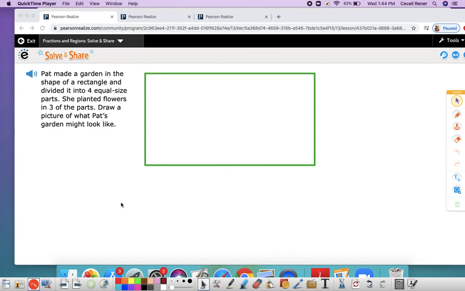Lesson 10, Fractions and Regions, and step up to Grade 3. We're on page 957. Let's do the solve and share.